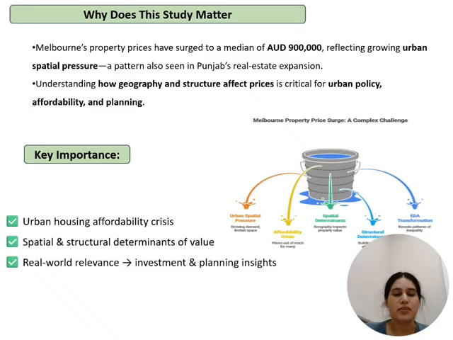Slide 2. Why this study matters. Melbourne's property market has reached an average of around Australian 900,000, showing increasing affordability pressure, a trend similar to Punjab's real estate boom. This study investigates how geography, structure, and design influence property value.